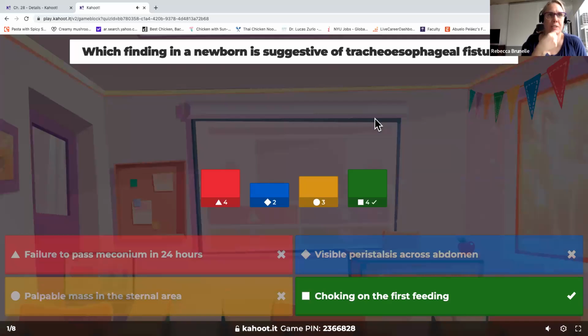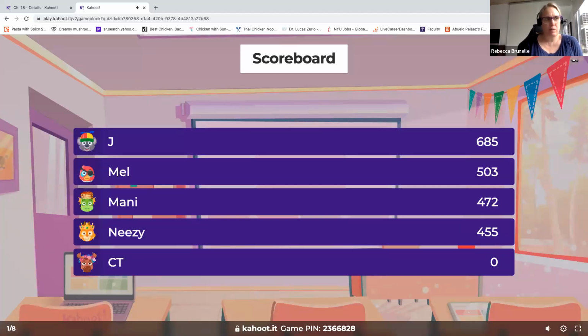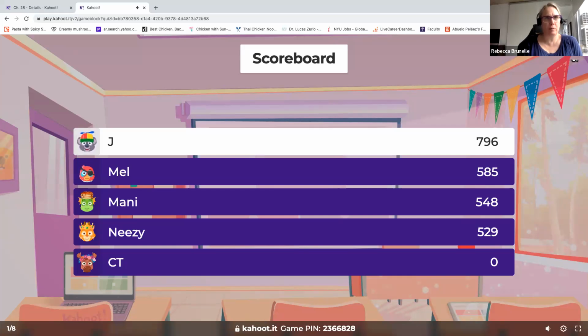All right, yeah. So this is where there's a communication between the trachea and the esophagus. So when they swallow, the milk falls down into their lungs. So it's going to be choking on their first feeding that you're going to see. They have to have surgery before they go home. They can't go home with that.